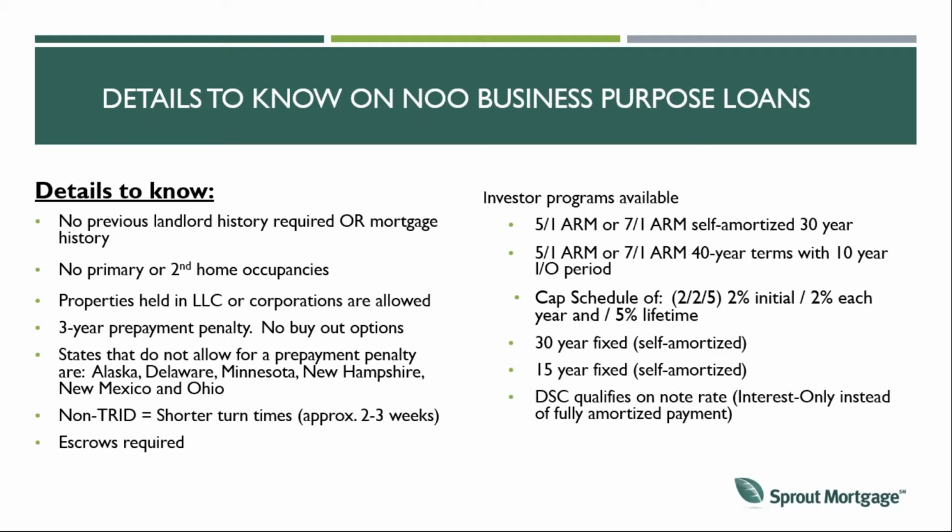Reference the slide for states that do not allow for a prepayment penalty. So that information is listed here on the screen. This is a non-TRID loan, which gives you the benefit of shorter turn time, approximately 2 to 3 weeks. Escrows are required, and we offer 5/1 ARMs and 7/1 ARMs with interest-only options, in addition to 30-year and 15-year fixed rate, okay? And we are going to qualify the borrower on the note rate.